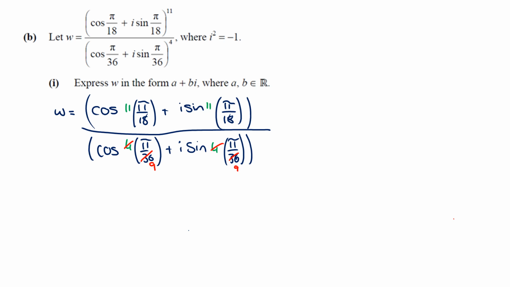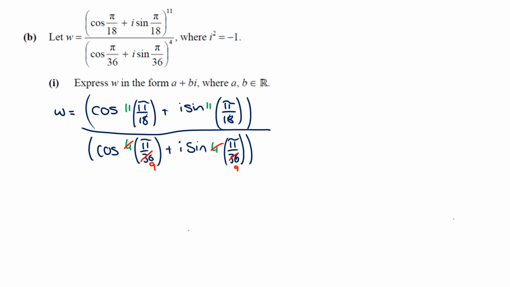You could go straight to your calculator at this point, but I am going to do a little bit of cleanup. So we end up with cos pi over 2 plus i sine pi over 2, and we do want it to go back to rectangular form, so 0 plus i. So that is a plus bi.